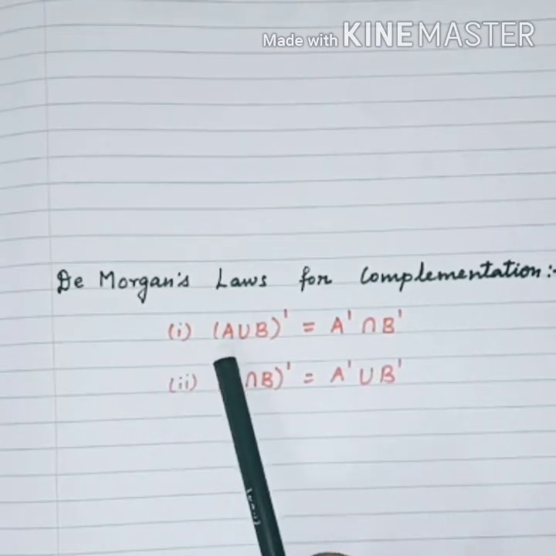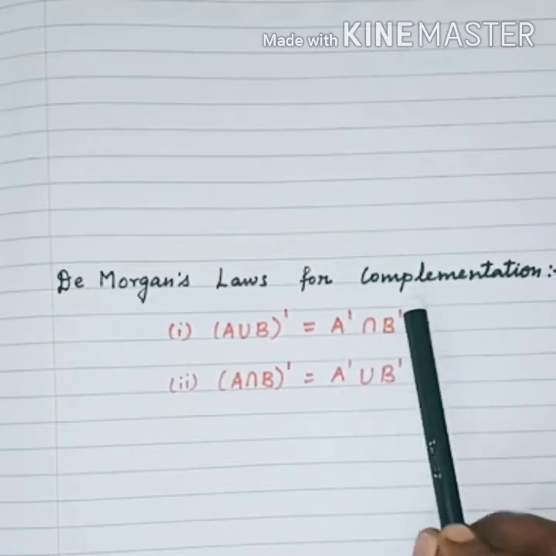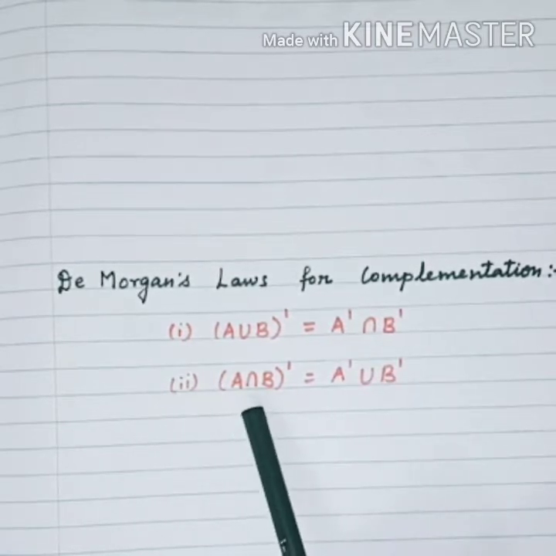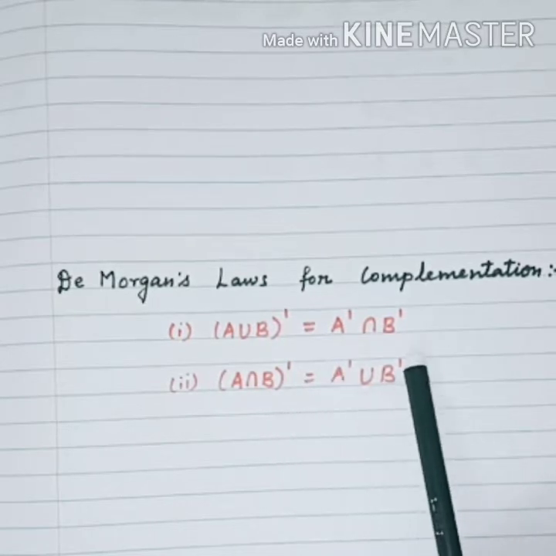First law is (A union B)' is equal to A' intersection B'. And second law is (A intersection B)' is equal to A' union B'.